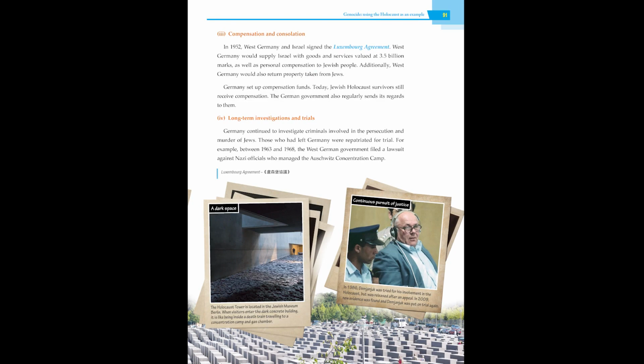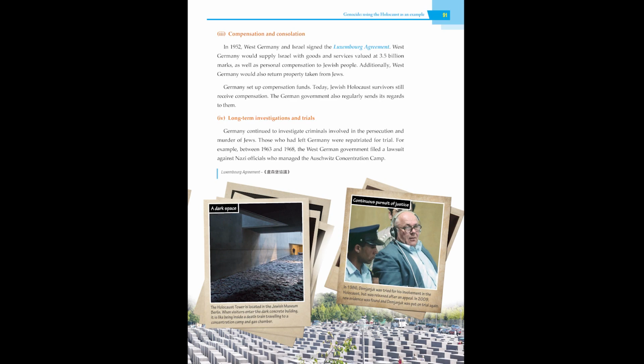3. Compensation and consolation. In 1952, West Germany and Israel signed the Luxembourg Agreement. West Germany would supply Israel with goods and services valued at 3.5 billion marks as well as personal compensation to Jewish people. Additionally, West Germany would also return property taken from Jews. Germany set up compensation funds. Today, Jewish Holocaust survivors still receive compensation. The German government also regularly sends its records to them.